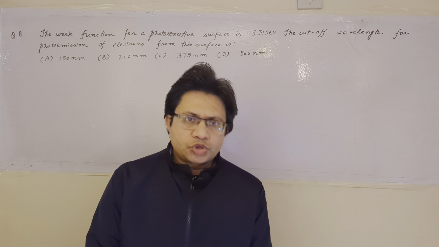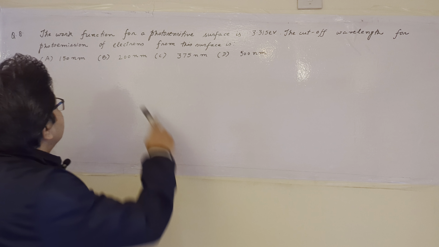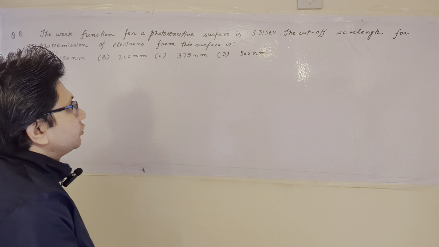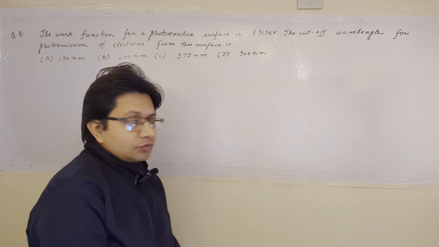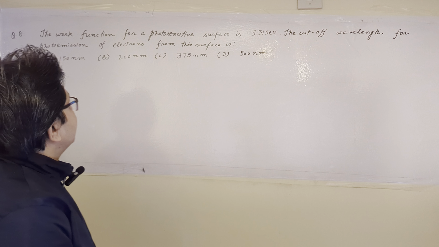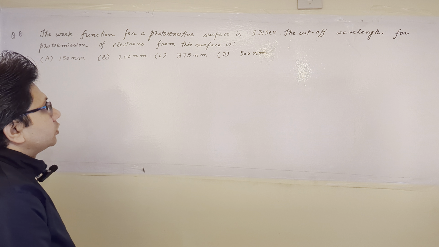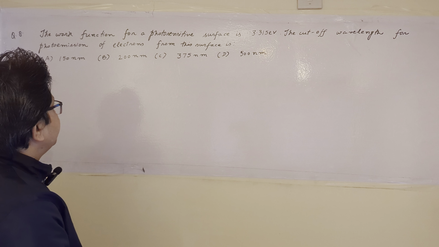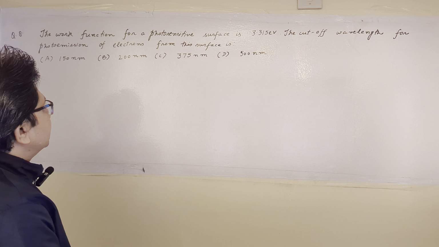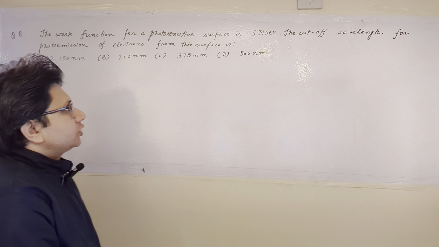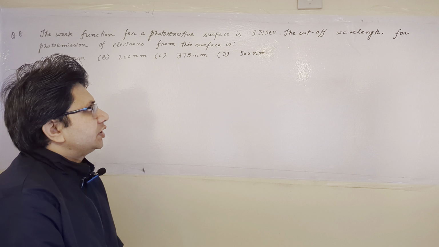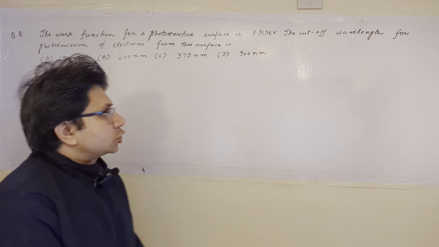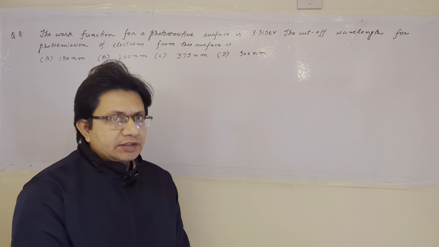Hello students, the question is: the work function for a photosensitive surface is 3.315 electron volts. The cutoff wavelength for photoemission of electrons from the surface is given. Options are: A, 150 nanometer; B, 200 nanometer; C, 375 nanometer; and D, 500 nanometer. So the problem is based on the topic photoelectric effect.